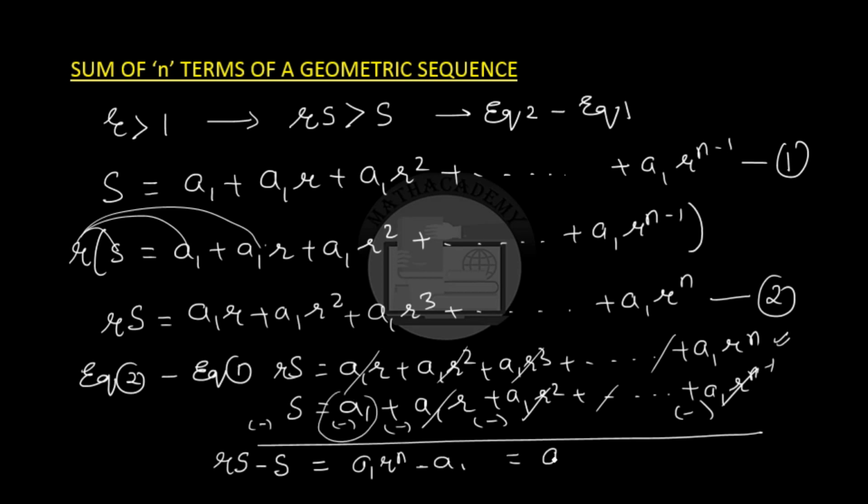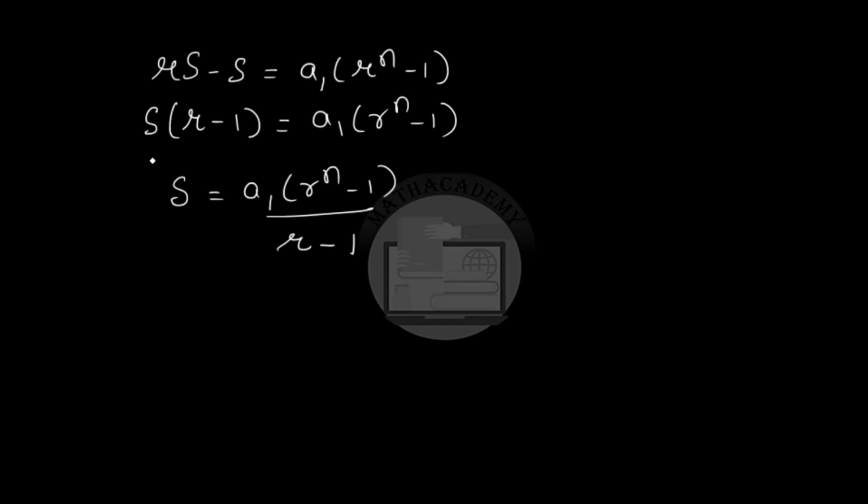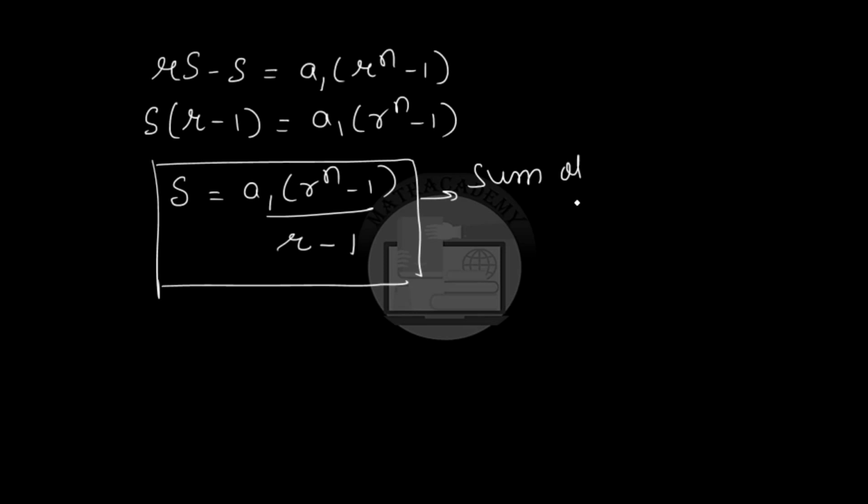This can be written as a1 taken out common, r to the power n minus 1. So we get r times s minus s is equal to a1 times r to the power n minus 1. We take out s common, so we are left with s times r minus 1 equals a1 into r to the power n minus 1. So s comes as a1 into r to the power n minus 1 over r minus 1. This is the formula to find the sum of n terms of a GP when r is greater than 1.